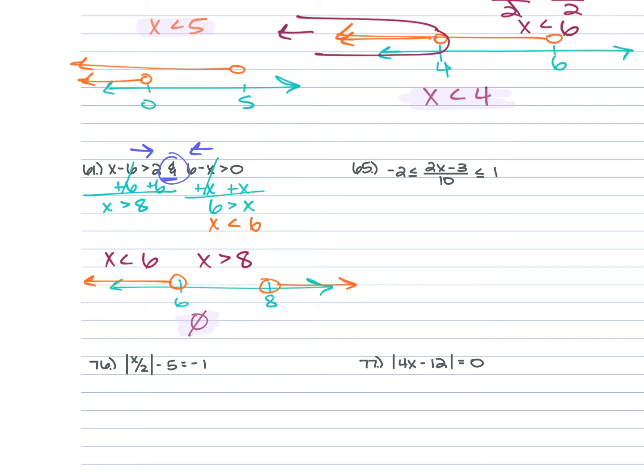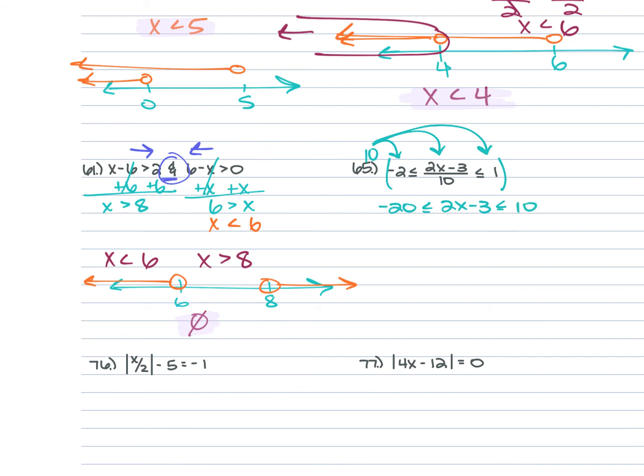Multiply by what? 10. The 10 is positive, so you don't have to worry about switching the signs on anything. We're going to multiply it to everything and get rid of that fraction. 10 times negative 2 is negative 20, less than or equal to 2x minus 3, because that divided by 10 times 10, the 10s cancel out. And then 10 times 1 is 10.